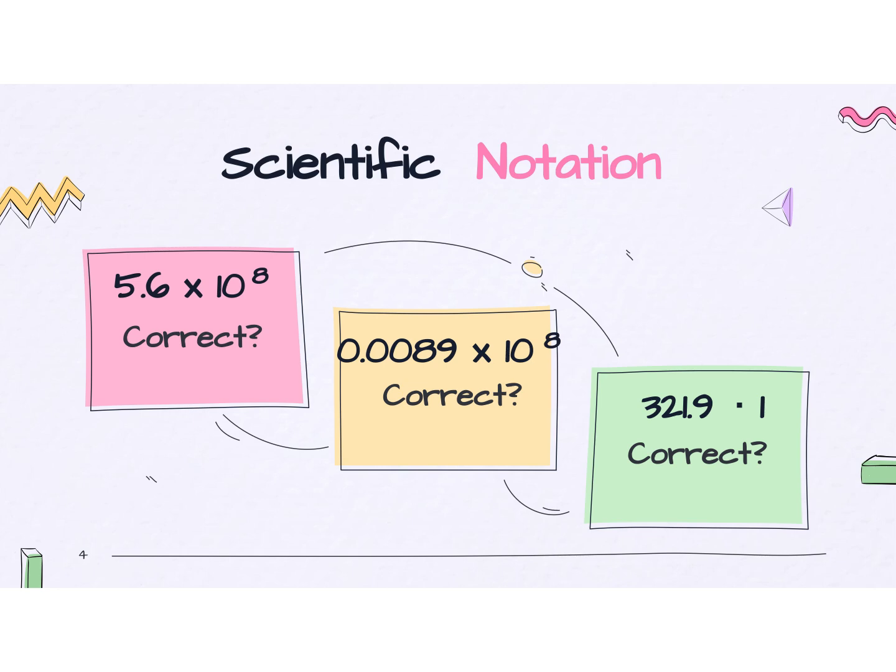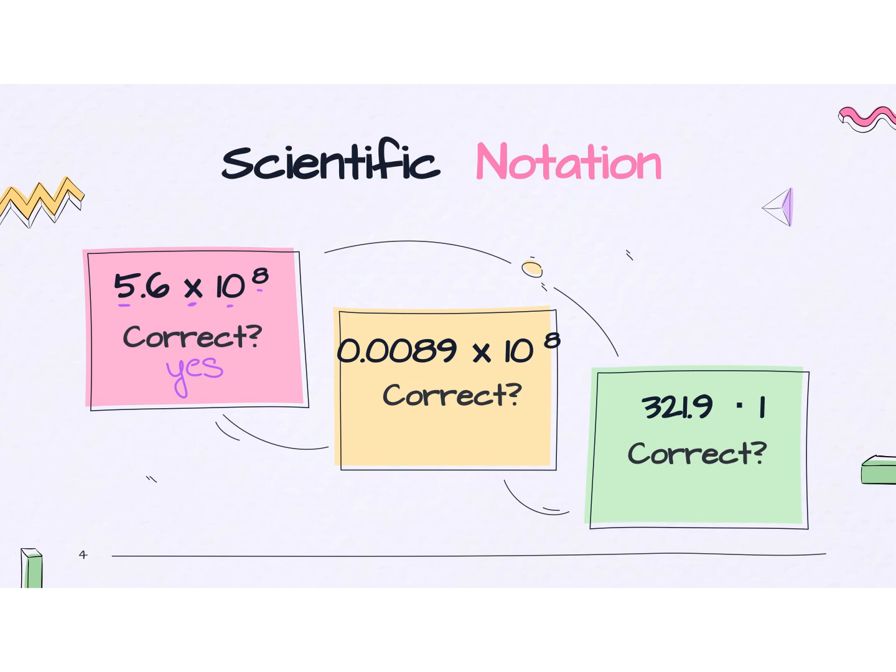Welcome back. So the very first problem asks you if this is written in scientific notation correctly. Is this correct? The decimal is after the first non-zero number. There is a multiplication, a times 10, and an exponent. So is this correct? Yes, this is correct.